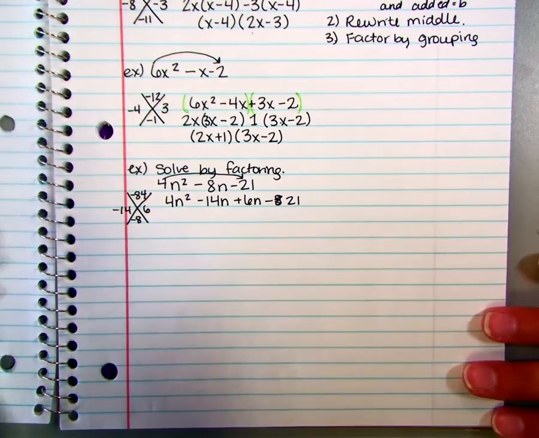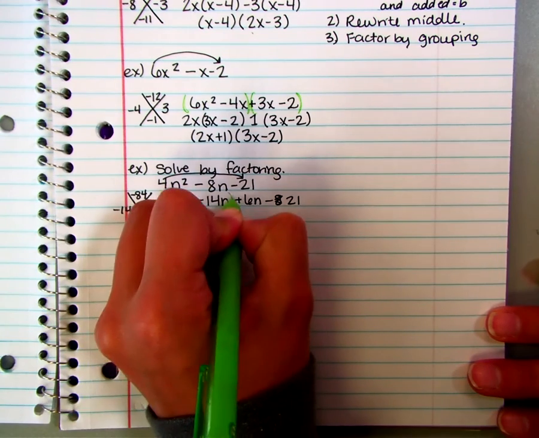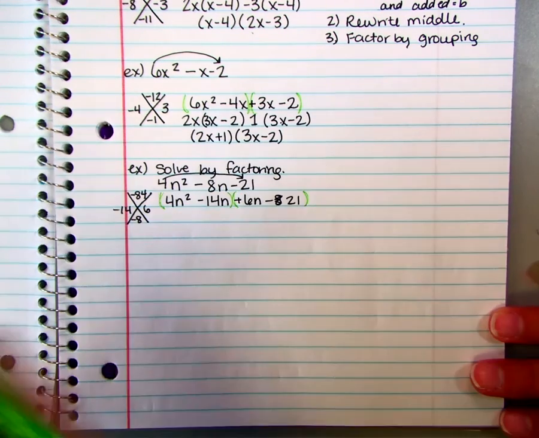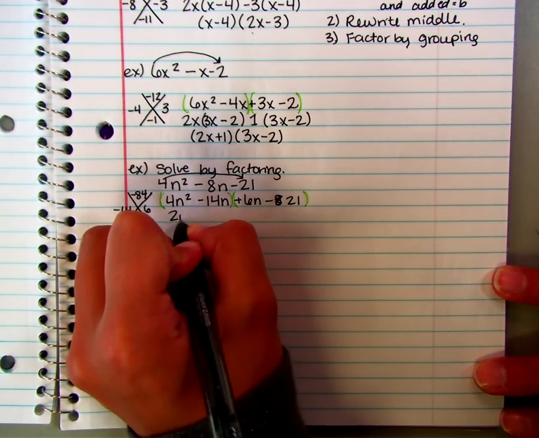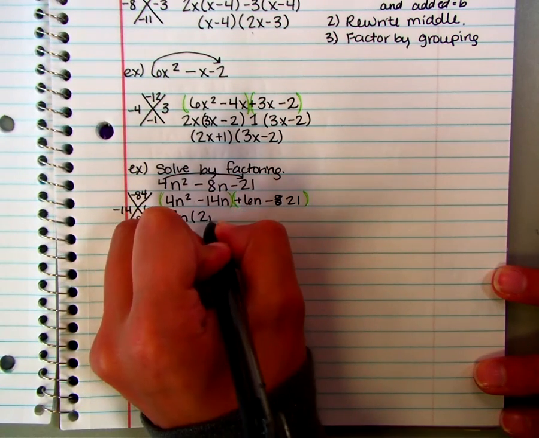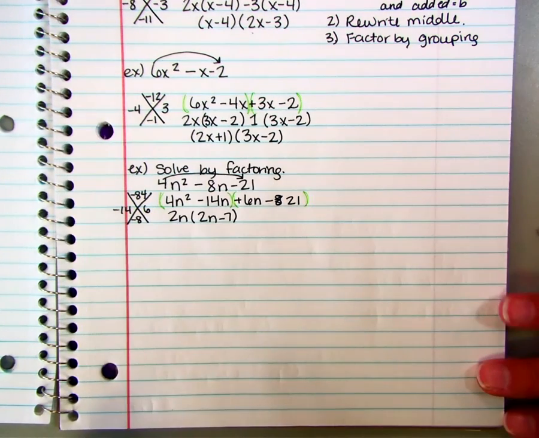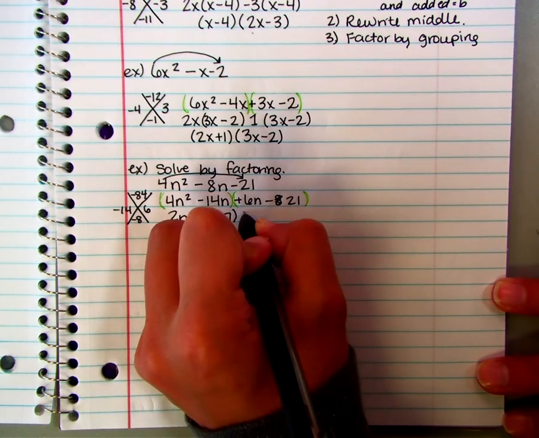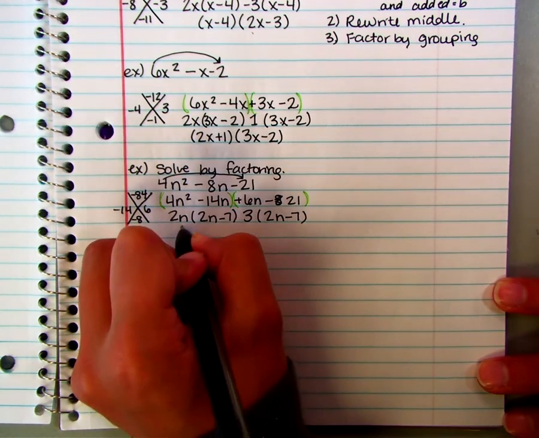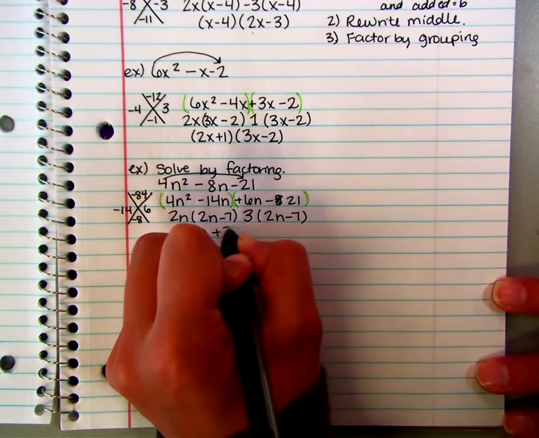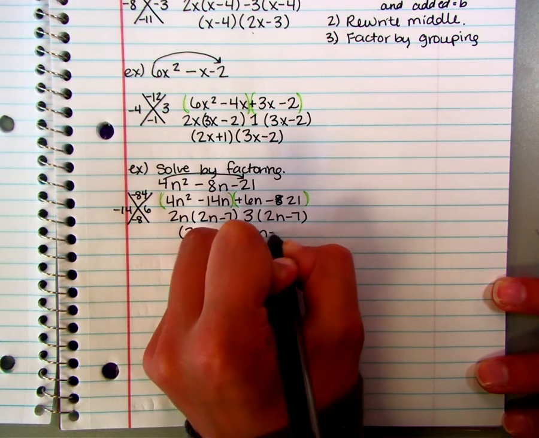We've got our 4 terms, so we're going to group them together and then take out a GCF. So we'll take out a 2n. That leaves me with a 2n minus 7. Between 6n and 21, I can take out a 3. That leaves me with a 2n minus 7. And then my factors are 2n plus 3 and 2n minus 7.